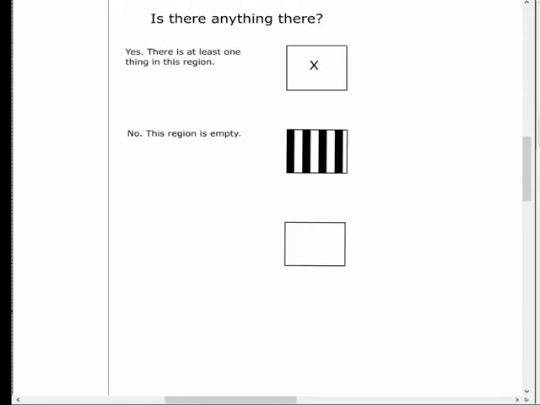Remember that if any region of a Venn diagram is blank, that doesn't mean it's empty, but it also doesn't mean that there's anything there. For blank regions, the question, is there anything there, has not been answered and should be treated as undetermined.